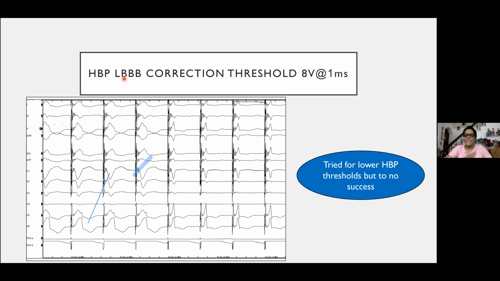So this is His bundle pacing with a left bundle correction threshold of 8 volt at 1 millisecond. I didn't show you the initial His bundle injury current and initial His bundle electrogram. Now, mind you, these are all distal His. We are not talking about a non-distal His. And no matter what you do in this patient, we were not getting a correction threshold which was less than 7 or 7.5 or 8, usually 8. So obviously we cannot accept it.